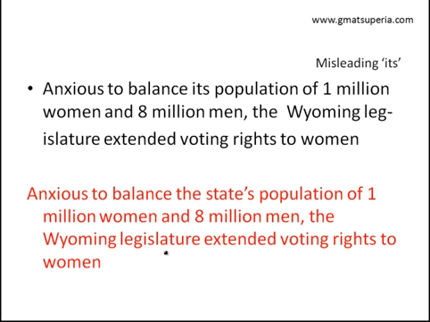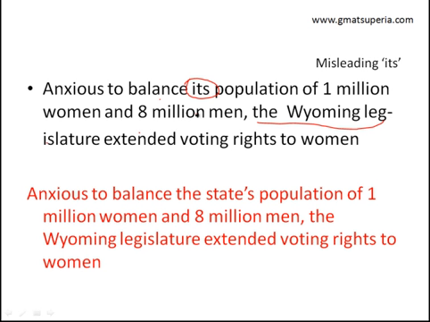Anxious to balance its population of 1 million women and 8 million men, the Wyoming legislature extended voting rights to women. Now, you know that the sentence doesn't begin with a subject and a verb. The subject of the sentence is the Wyoming legislature. Yes, you understood it right. So, it is possible for you to use a pronoun before a noun is introduced. There is no harm.